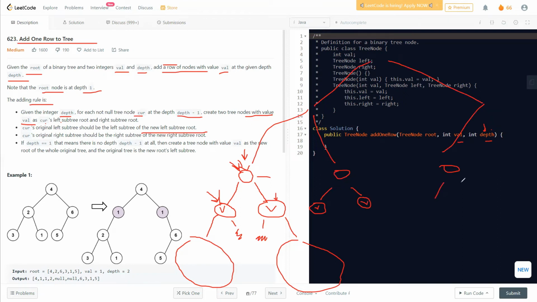Fine. So if those are the situation, then you need to add two nodes with value v as well. So that's more or less the idea we should follow. Now there's another rule given to us, the fourth rule.